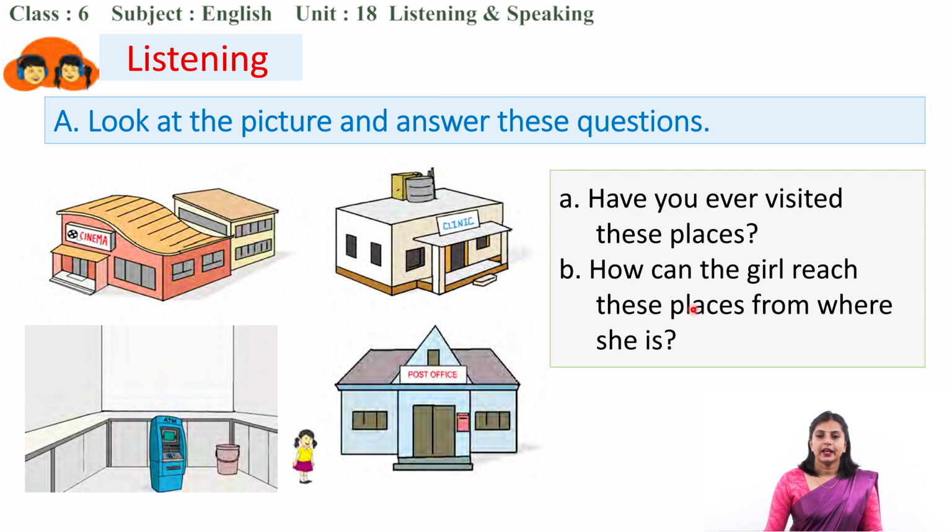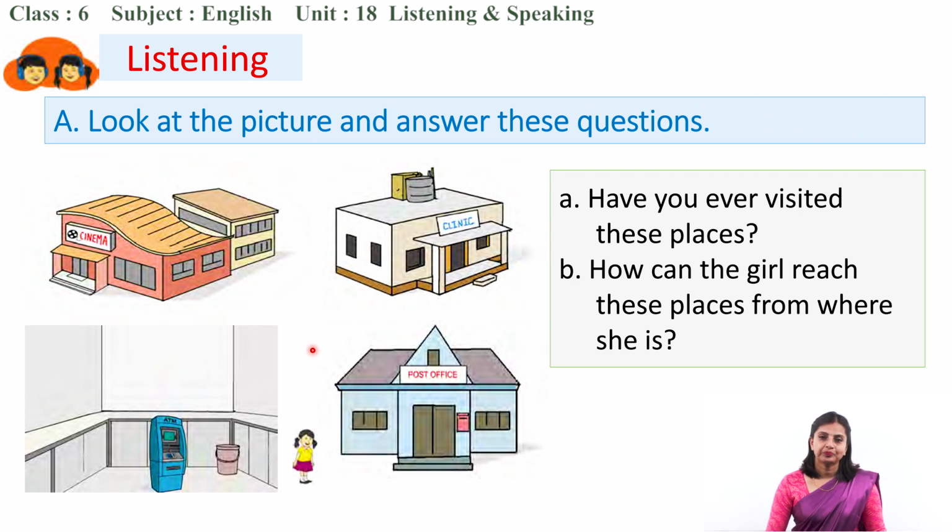Okay. Next question is: how can the girl reach these places from where she is? There is a little girl, you see. So this girl wants to go to these places. How can she go? Can you give her the direction? How can she go to the cinema hall? How can she go to the clinic? How can she go to the ATM? What way should she follow to reach the post office? Right? So these directions you have to give to her.